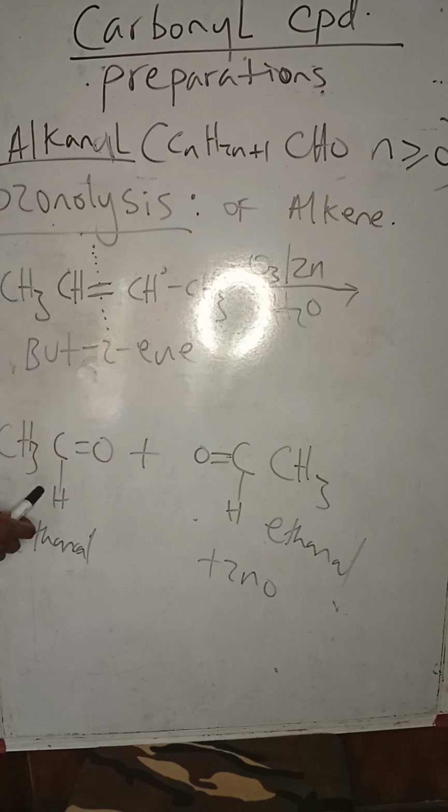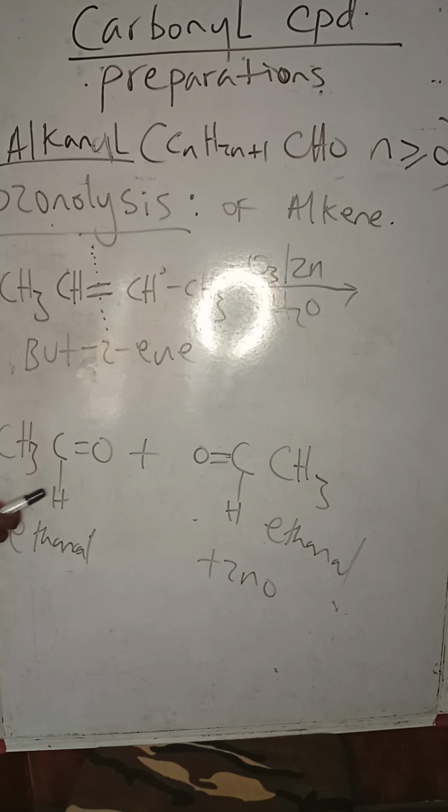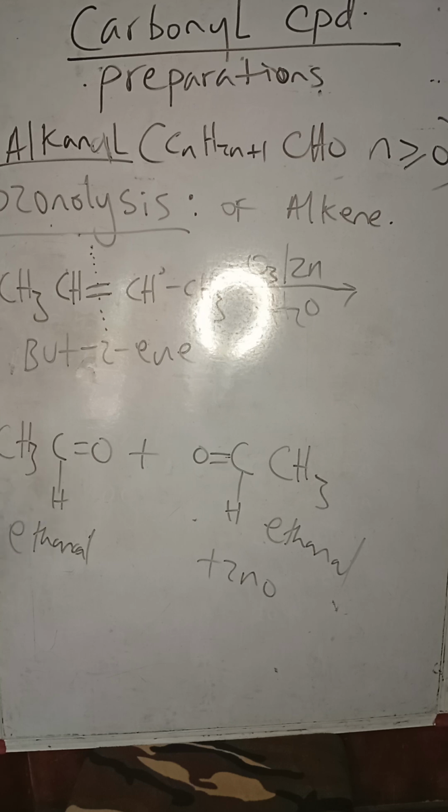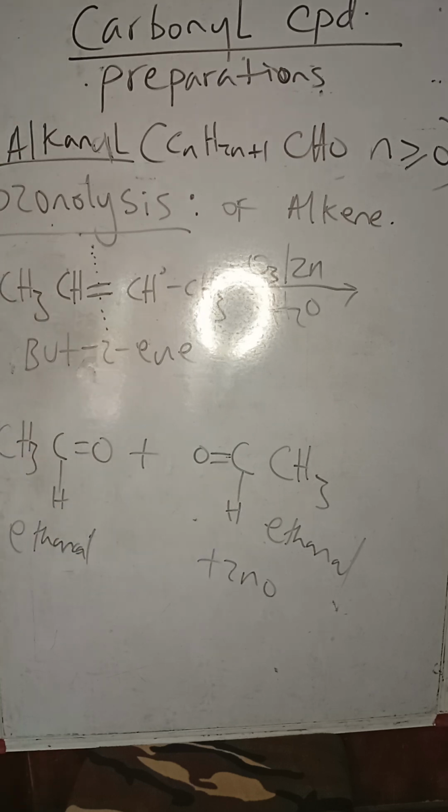So for this case, if you have been following our video, this is an alkanal. This alkanal has 2 carbons. So this is ethanal. So ozonolysis of but-2-ene gives ethanal.